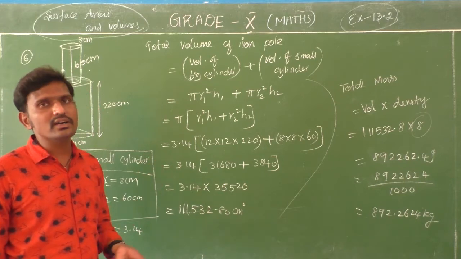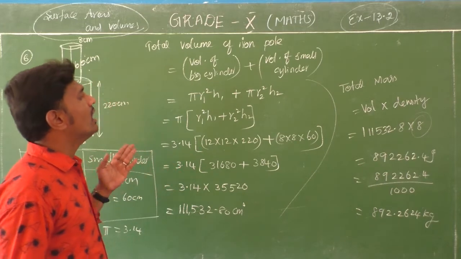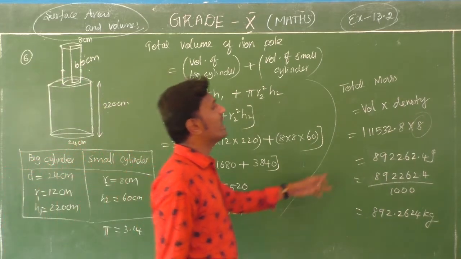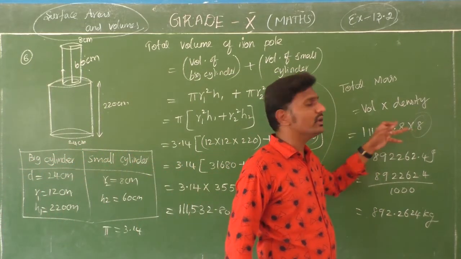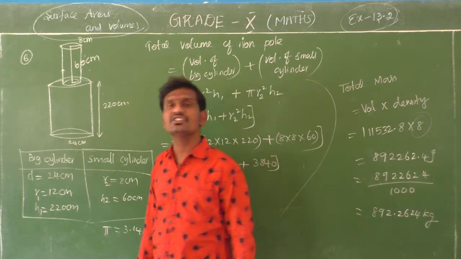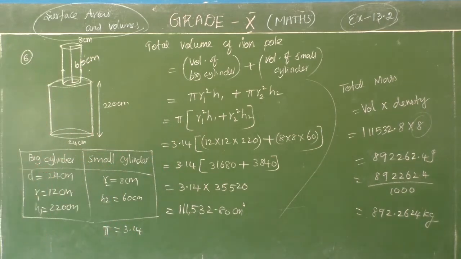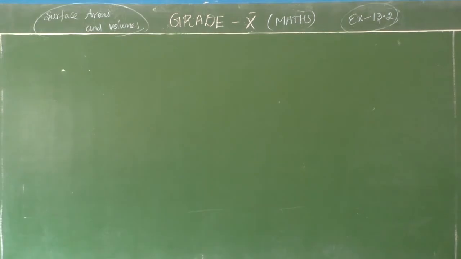Okay, so this is your total volume, and next we want to find what is that? Total mass. So total mass equals volume into density. So volume 1,11,532.8 into 8 to get the answer. Finally 892.2624 kilogram. Okay students, have you got it? And next question is 7.